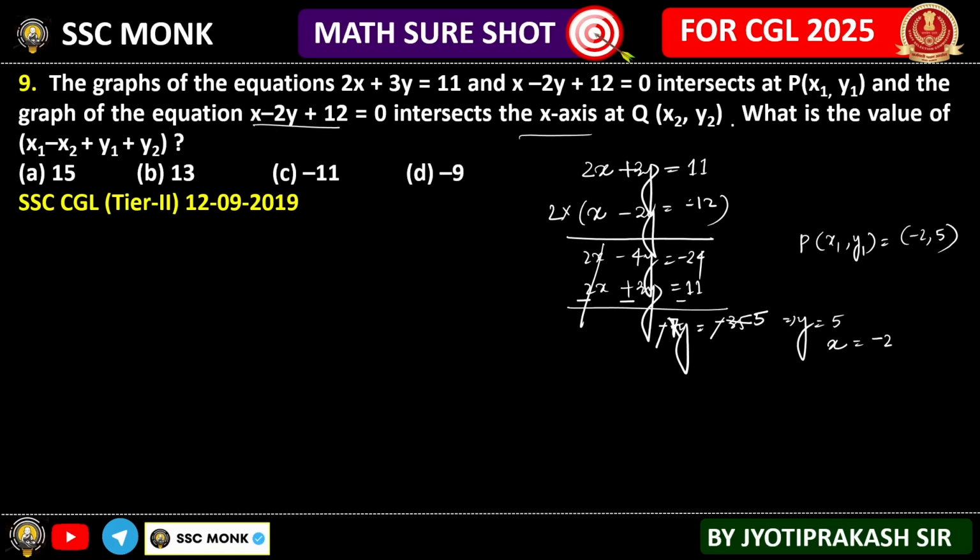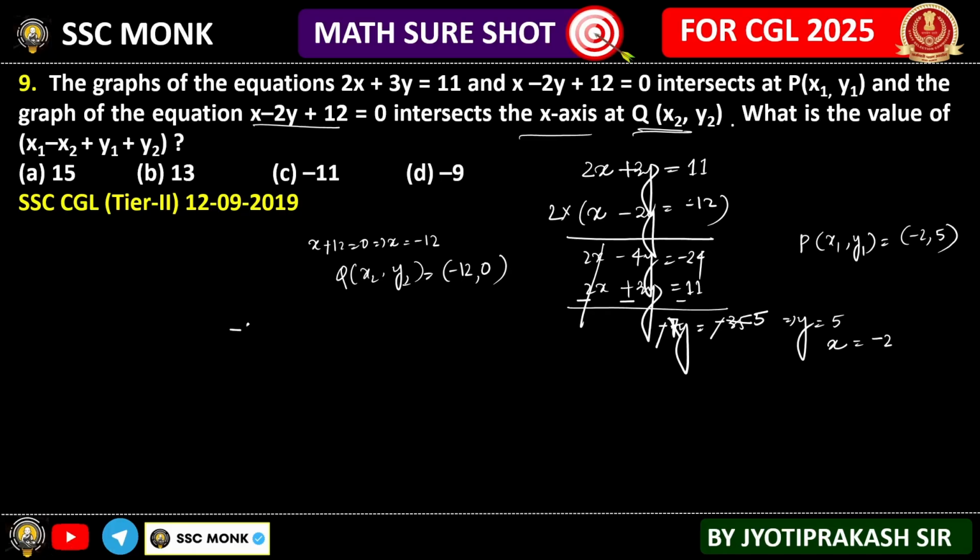That means what? At the intersection point, y is equal to 0. If this is a line and it is intersecting here, at this point the y value is 0, right? So if I put y equal to 0, x plus 12 is equal to 0. So the value of x is equal to minus 12. That means at this point Q, (x2, y2), what is the value of x2? Minus 12. What is the value of y2? 0. So what is the value of x1 minus x2?